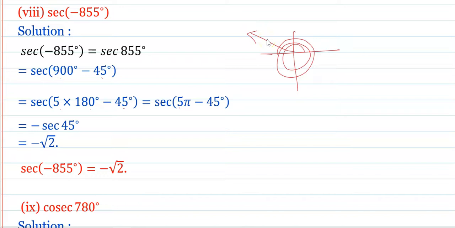And in the third quadrant, sec is negative. Function remains as it is. Sec remains sec. Sec 45 with a minus sign. What is sec 45? It is root 2. And hence, sec of minus 855 is equal to minus root 2.